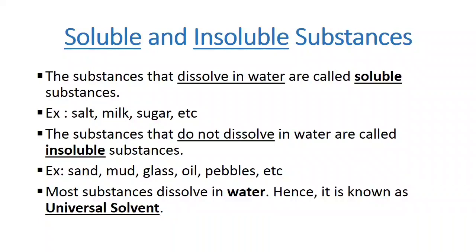Now let's see about the important property of water. Most substances dissolve in water, hence water is called the universal solvent. So, who is called the universal solvent? Yes, water is called the universal solvent. Why? Because like salt and sugar, there are most substances which get dissolved in water. Hence, water is called the universal solvent.